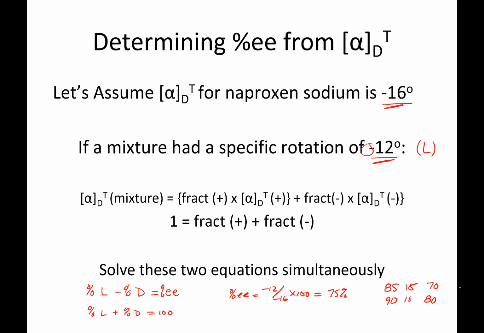So that's somewhere in between. Let's see. 88-12 is what? 76. 87.5 and 12.5 would be 75. So there are your percentages of L and D. Like I said, if you don't like that, you can use these two equations and solve them simultaneously. But I usually just choose something and then hone in on it, particularly at 8 o'clock in the morning after fall break. Then we don't have to use our serious math skills. So that's how you determine enantiomeric excess.